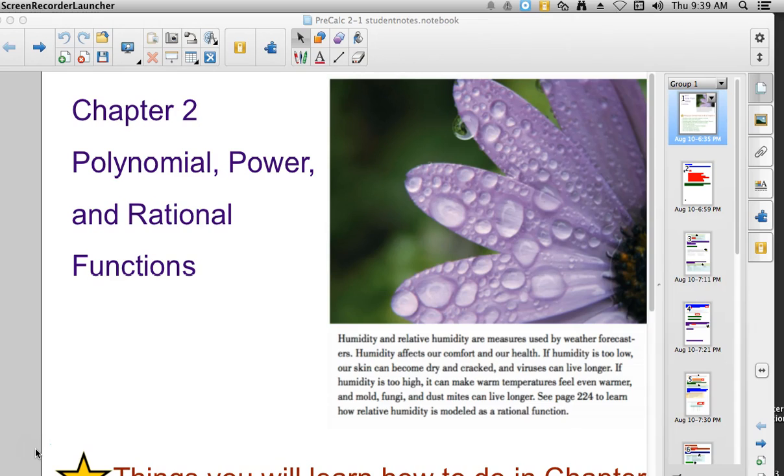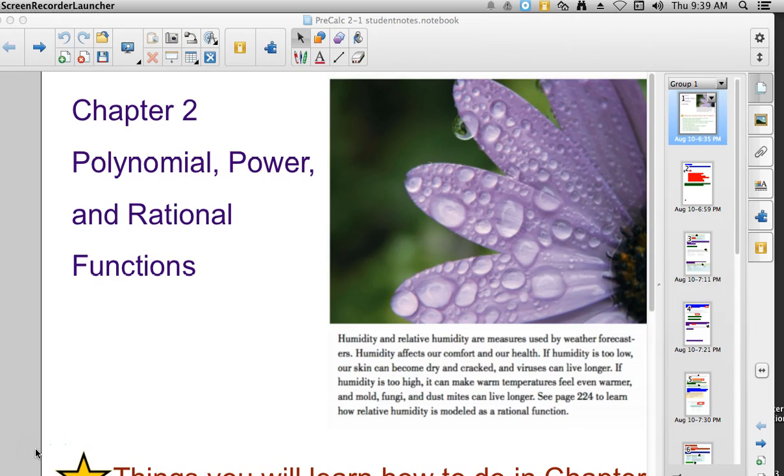So we see here it says humidity and relative humidity are measures used by weather forecasters. Humidity affects our comfort and our health. If humidity is too low, our skin can become dry and cracked, and viruses can live longer. If humidity is too high, it can make warm temperatures feel even warmer. Mold, funguses, all that kind of stuff. Dust mites live longer, so anybody with allergies is going to have trouble with that.